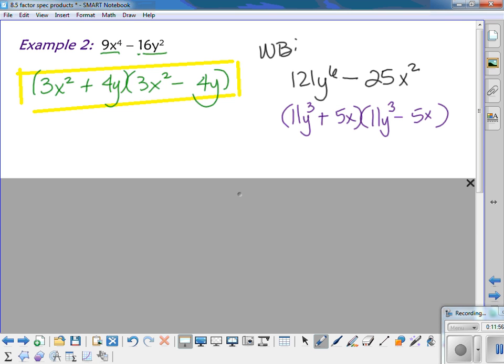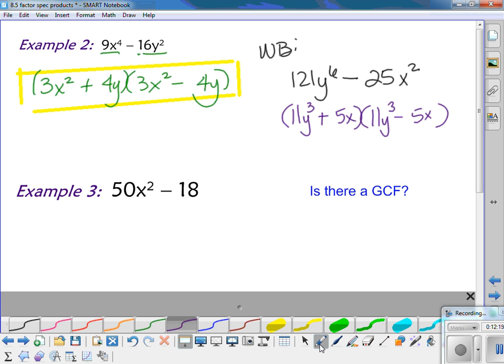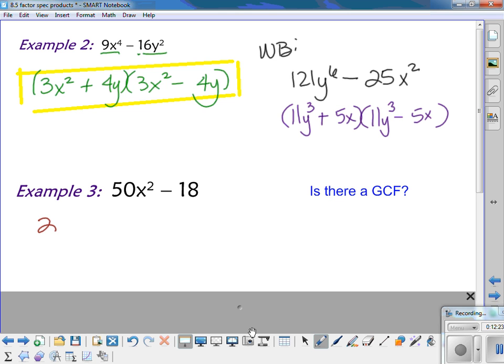All right, now sometimes you're going to get problems that look like this. And I look at it and I'm like, okay, 50 is not a perfect square. 18 is not a perfect square. But it kind of looks like the difference of squares, but not quite, right? So what you want to do in that case is ask yourself, is there a greatest common factor that I can factor out? So is there a number that goes into 50 and goes into 18? What is it? 2, right? So I'm going to factor out that greatest common factor first. I'm going to take out the 2, and then I'm left with 25x squared minus 9. Do I have perfect squares now?